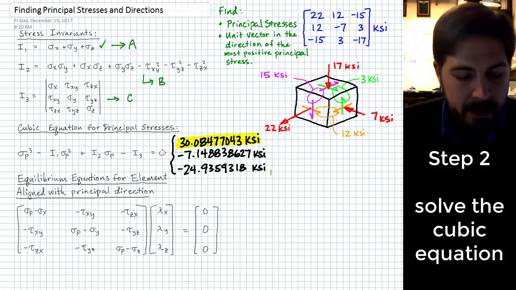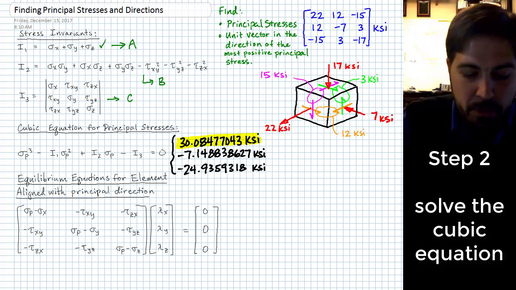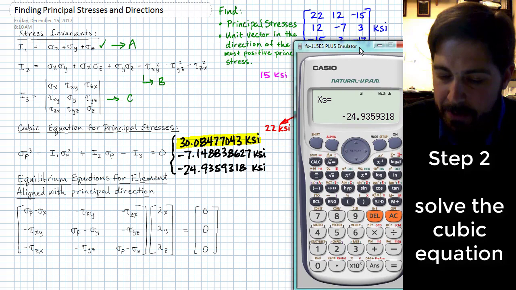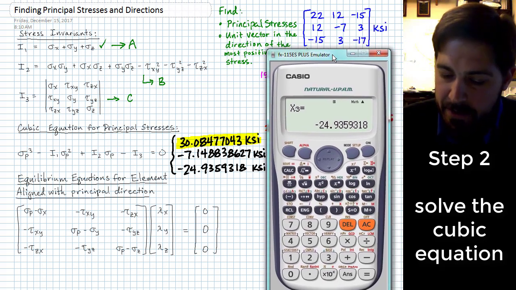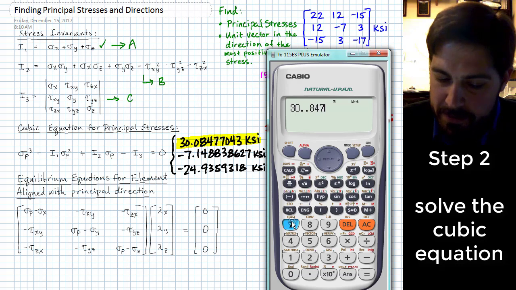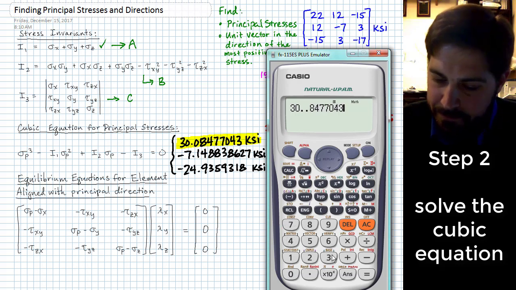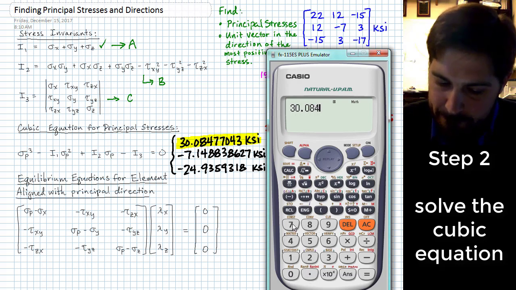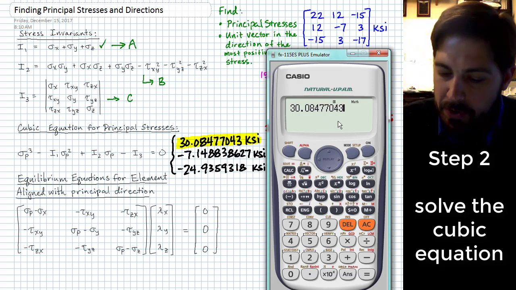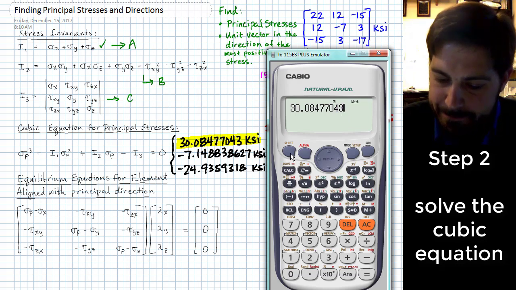So what I'd like to do is take that value and store it into another variable. I'm going to use the variable d. Since there's not a great way to do it directly in this calculator, I'm going to go back to comp mode and enter this value, 30.08477043. I think I've got that entered right. And we're going to store this now into variable d.